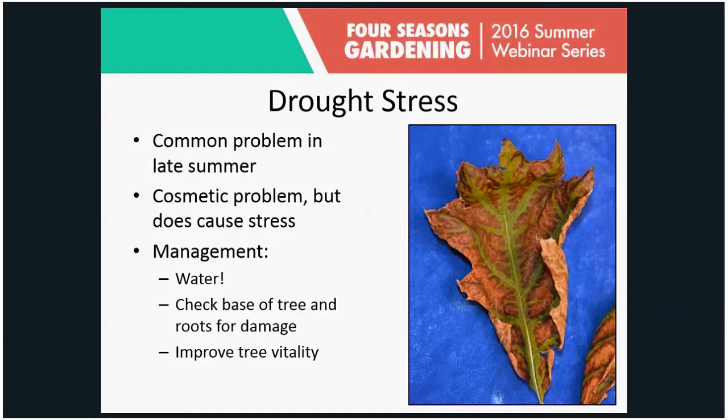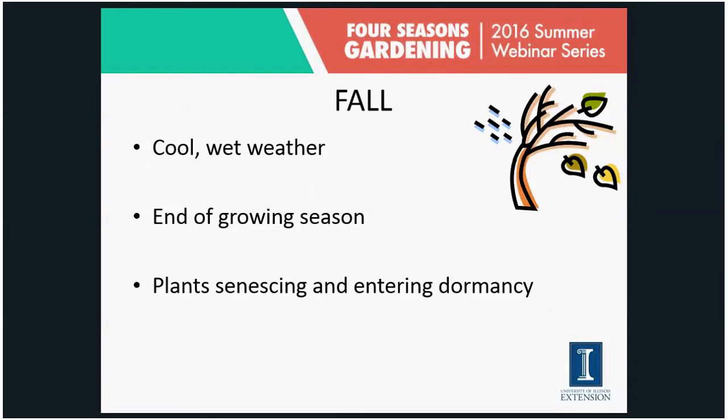But this picture of drought stress, one thing that's kind of classic drought stress of this picture is that you're getting interveinal necrosis. So the necrosis, the dead brown areas, are occurring between the veins. But again, I have seen drought stress that mimics oak wilt. I've seen oak wilt that mimics drought stress. So that can be tricky to be able to give a good diagnosis just by looking at the leaves. And then as we move into fall, we're moving into cooler, wet weather. It's the end of the growing season, and the plants begin to senesce, and so they begin to enter dormancy.